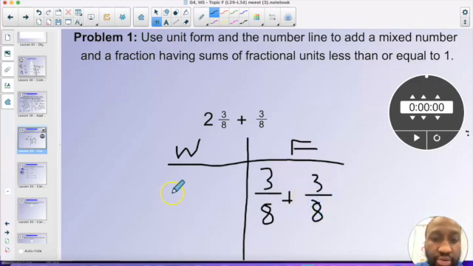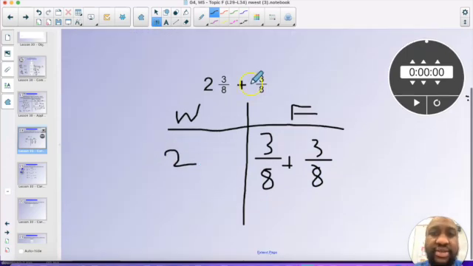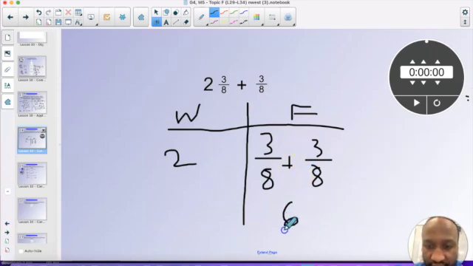Then over here, I have the wholes. So it's 2 wholes over here. I don't have any other wholes over here because that's it. So I'm going to add 3/8 plus 3/8, and that makes 6/8. Because 3 plus 3 equals 6. And that 8 in our denominator stays the same because we have the same eighth pieces. So it's 6/8.